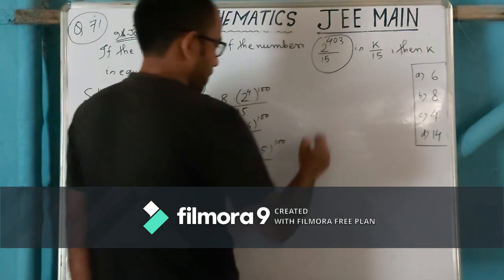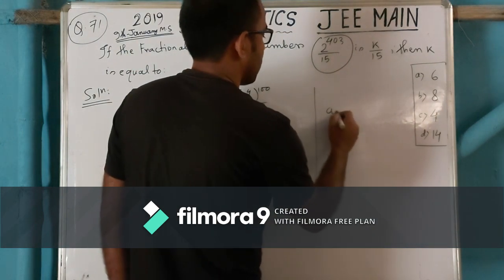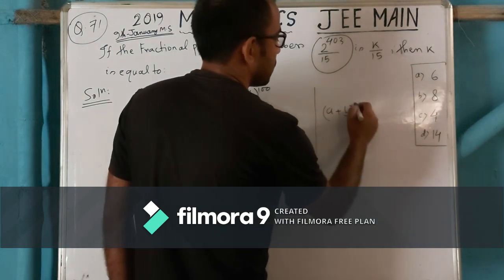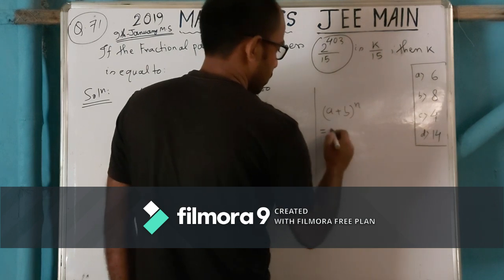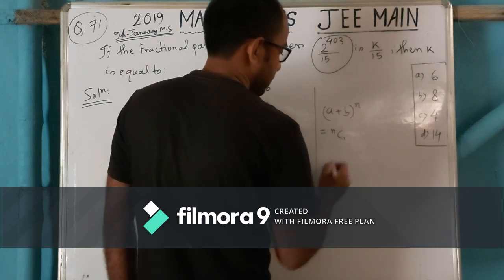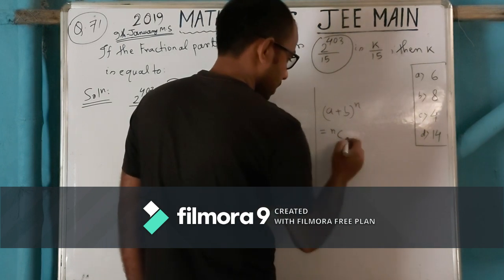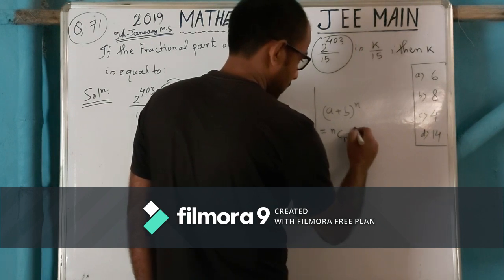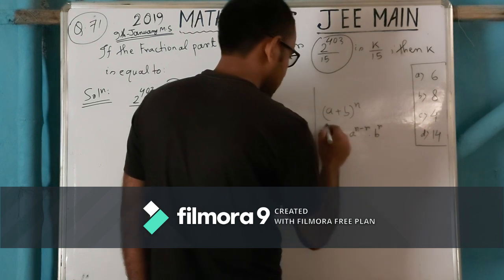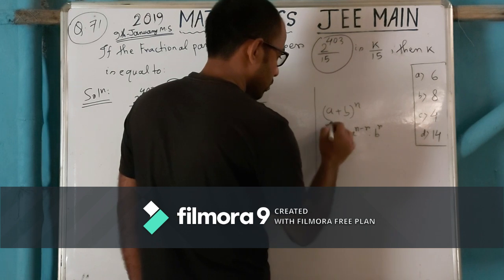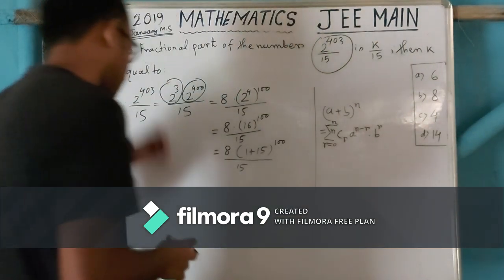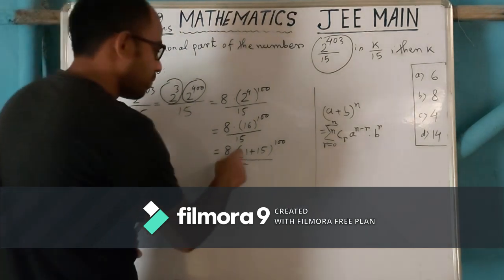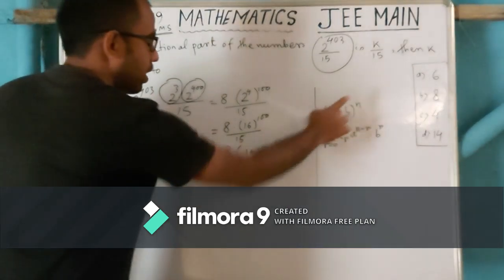Now we apply the formula: a plus b to the power n equals summation r equal to 0 to n of nCr a to the power n minus r into b to the power r. This is the formula. So here a equal to 1, b equal to 15, and n equal to 100.